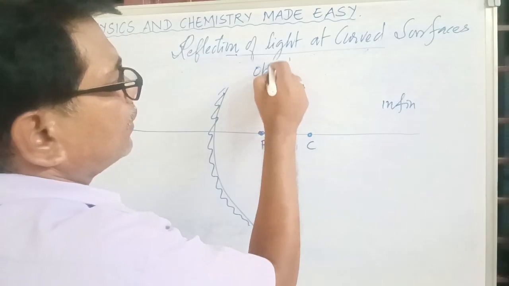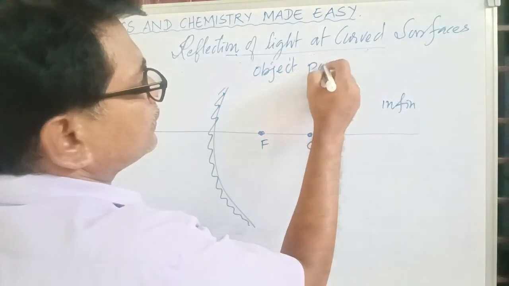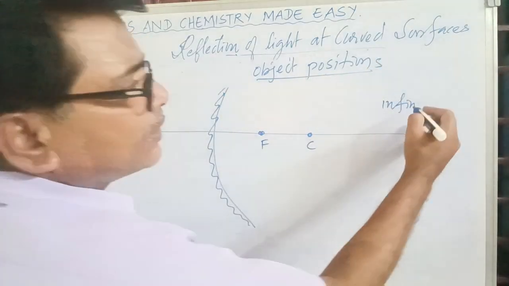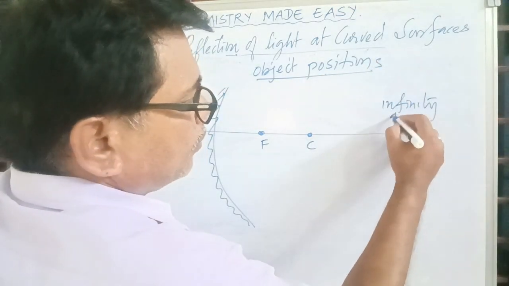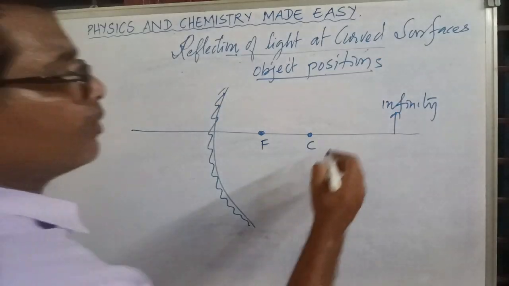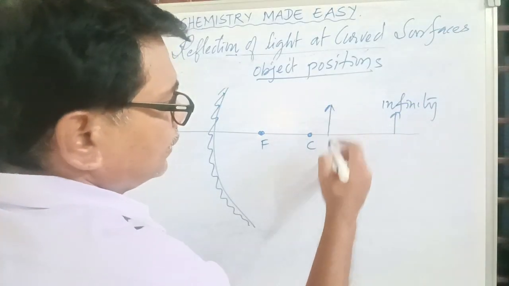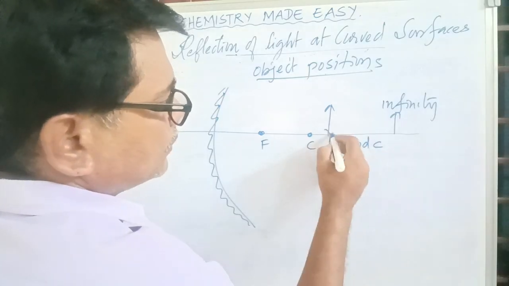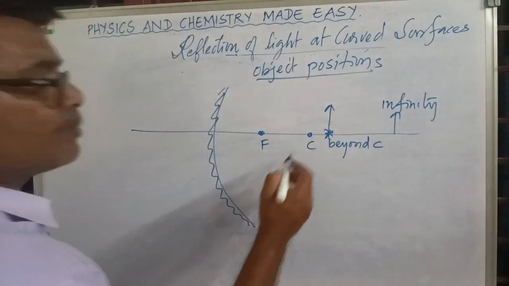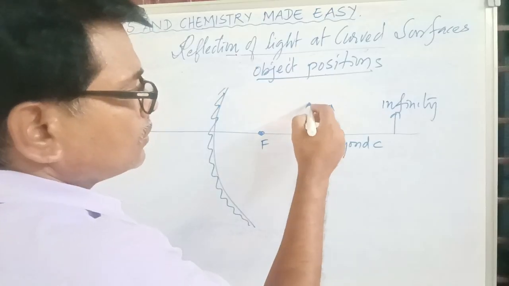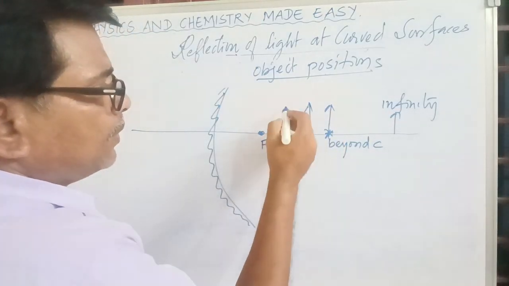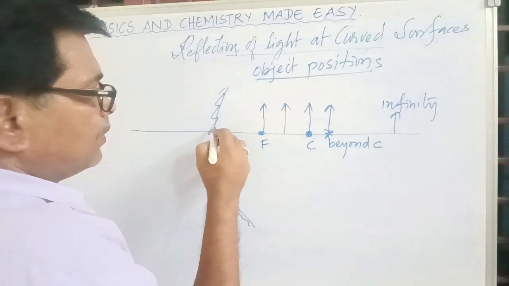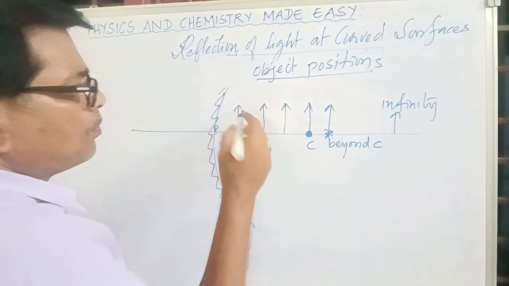What we are discussing right now is object positions. Object is at infinity. 1 here, object is at infinity. Then comes what, from there it is here, object beyond C. This point is called beyond C. Then comes what now? C. So on C. Then between C and F. Then it is on F. Then comes between P and F. That's all. Just 6 positions.